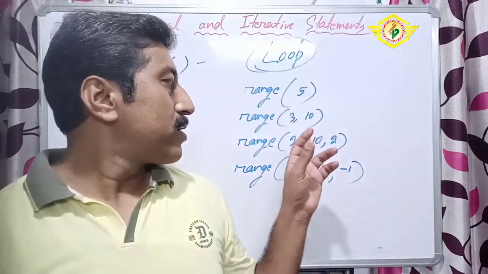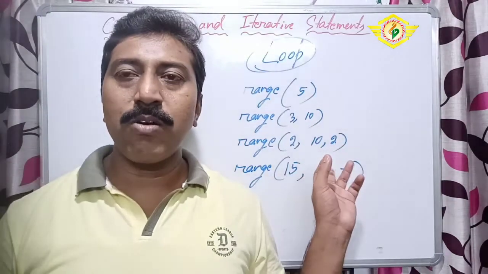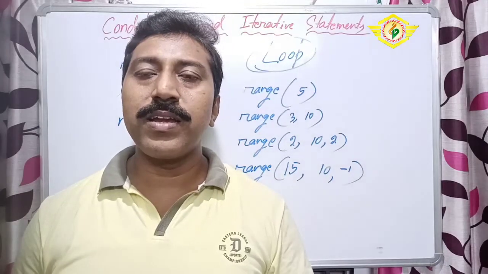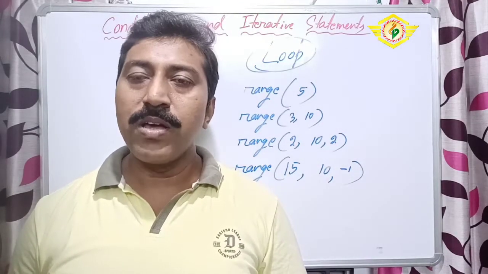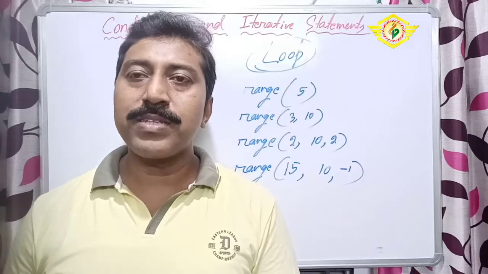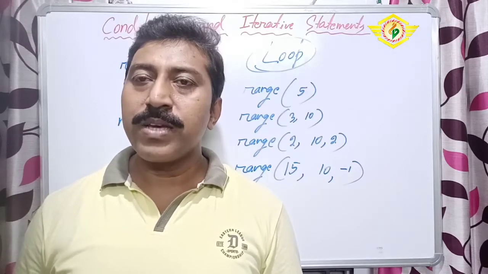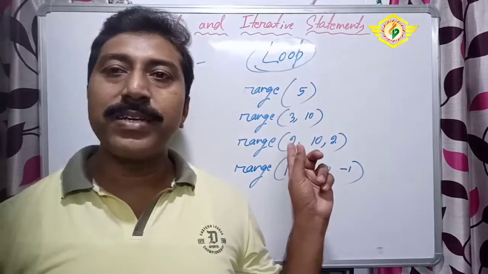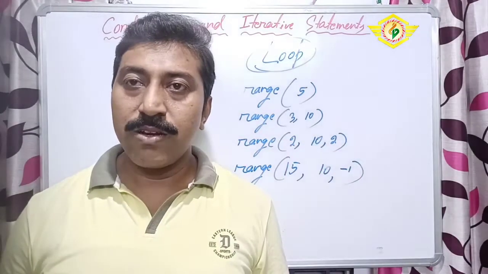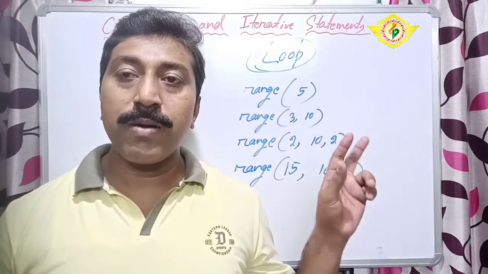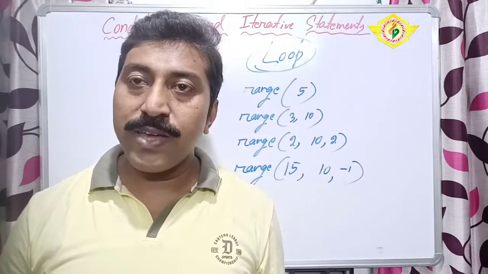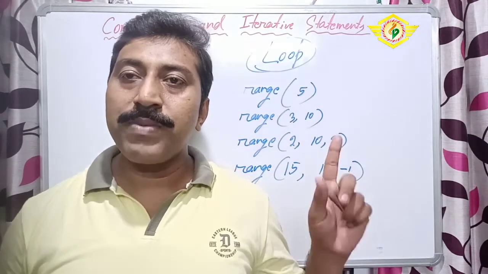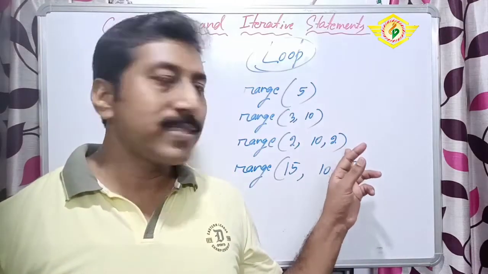Third one is 2, 10, 2. It will start from 2 and continue till 9 with a difference of 2. That means after 2, then 4 will come, then 6, then 8. 8 will be the last because 10 means it will take till 9. Did you understand? Always remember the last value we write, it will continue till that value minus 1, that means n minus 1. So 2 is the step value.